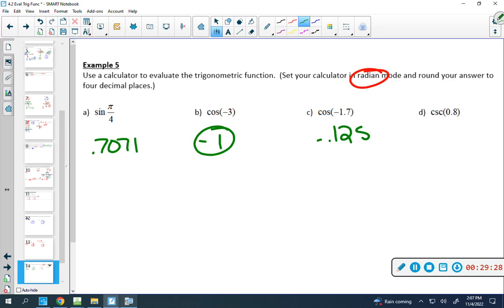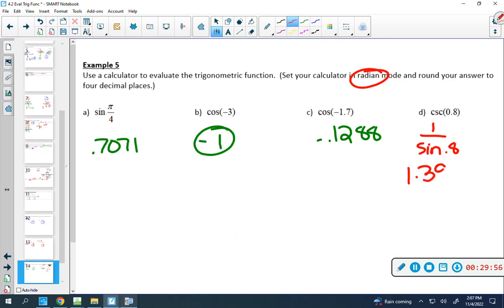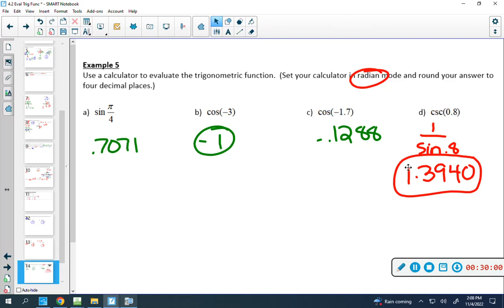Okay, a little glitch here. Do you have a cosecant button? Doesn't mean we can't do it. We're going to use one of our identities on our yellow sheet. Cosecant is the same as 1 over sine. So I'm going to type in 1 divided by sine of 0.8. And then of course let's round to 4, so I'm going to put 1.39 over 0. Got it.